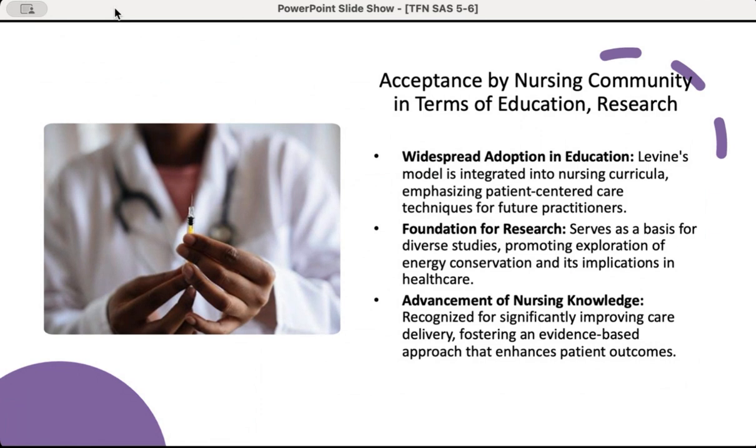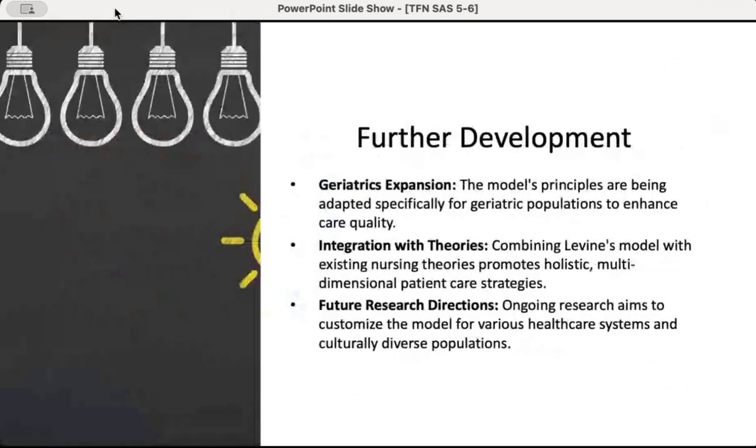research. Another thing is the advancement of nursing knowledge, which is recognized for significantly improving care delivery, fostering an evidence-based approach that enhances patient outcome. We always have to consider that what we're doing for our patient would really benefit our patient. So for further development, we have geriatric expansion. The model has principles that are being adapted, specifically targeting the geriatric population to enhance care quality.